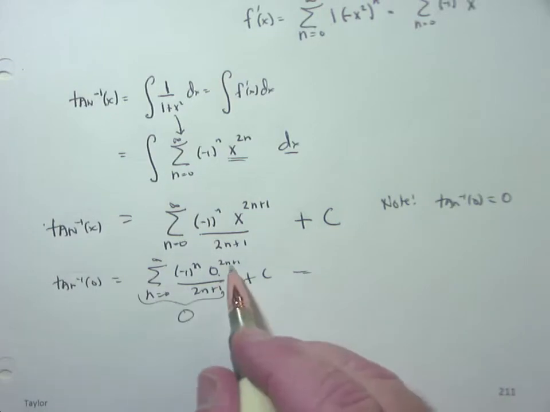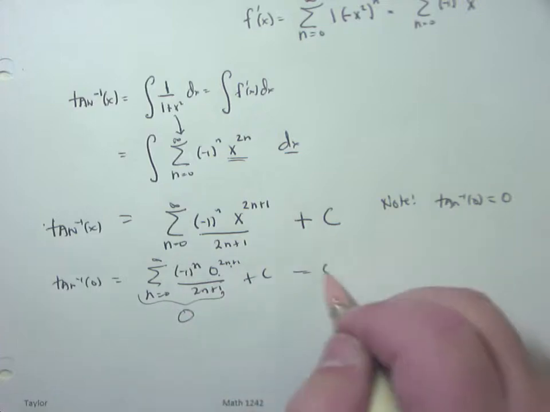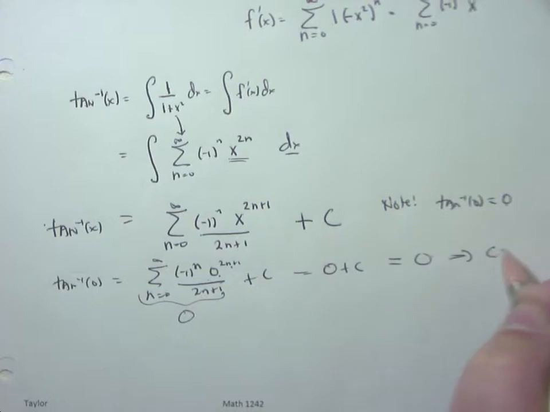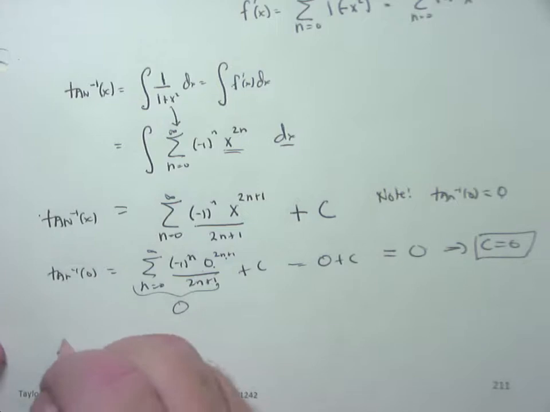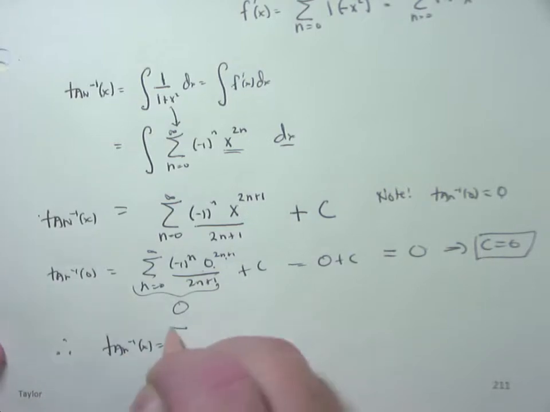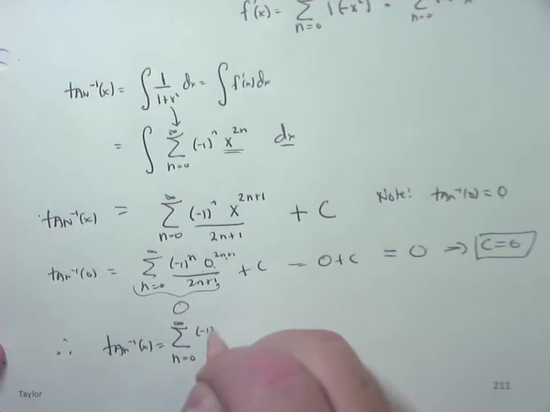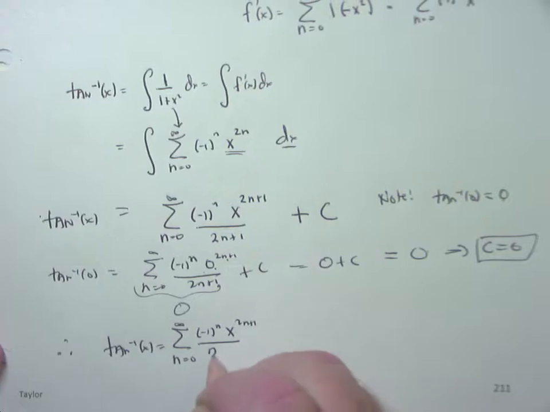0 to any power of 0 divided by whatever is still 0. Sum up a bunch of zeros, you get 0 plus c, and that's supposed to be equal to 0, which tells me c equals 0 in this example, which tells me, therefore, your power series for the tangent inverse of x is the sum as n goes from 0 to infinity of (-1)^n x^(2n+1) over 2n+1.